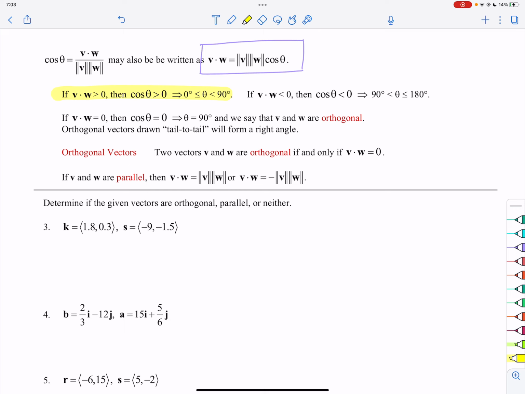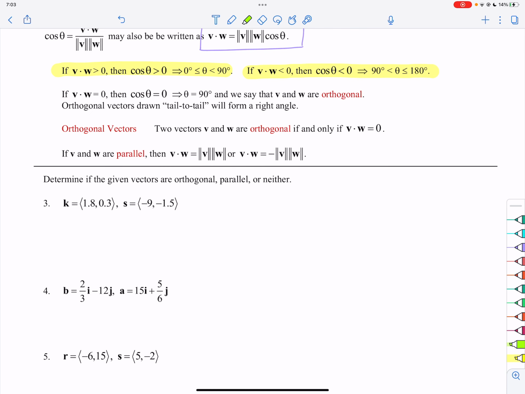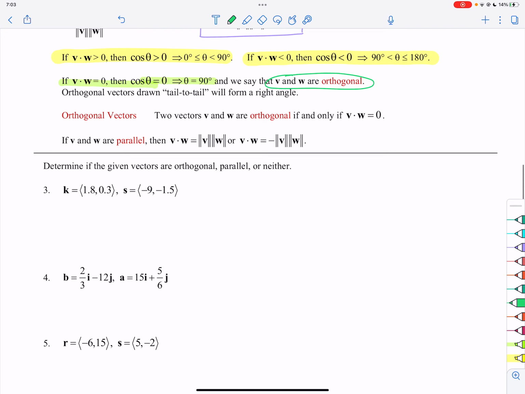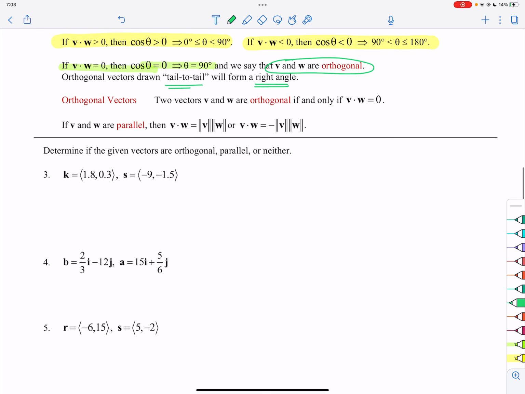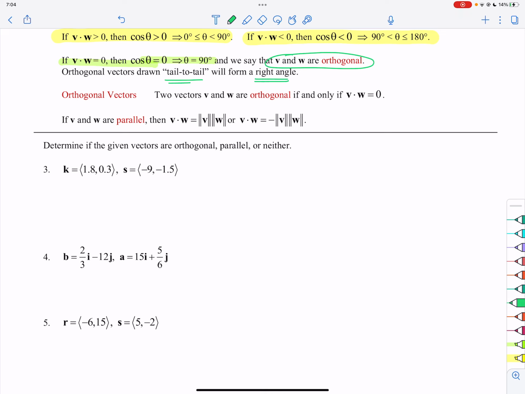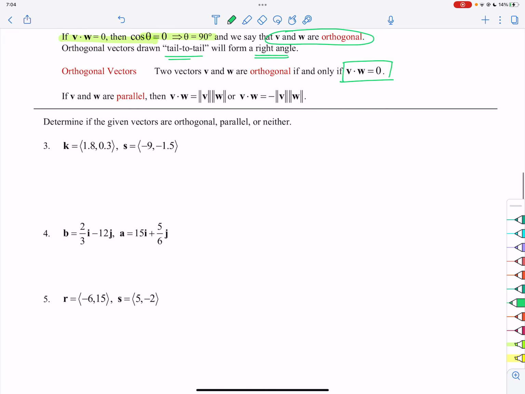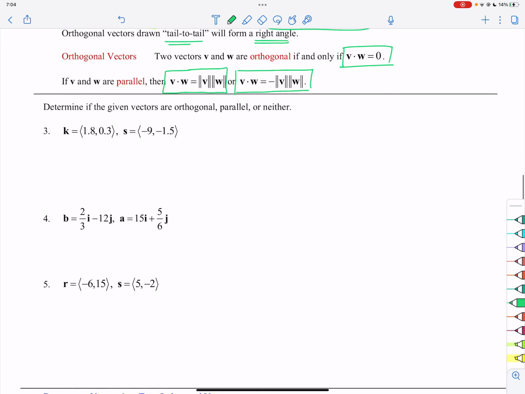If the dot product is negative, then the cosine of theta will be negative, and theta will be between 90 and 180 degrees. If the dot product is 0, then theta is going to equal 90 degrees, and we say that these vectors are orthogonal. And orthogonal vectors drawn tail to tail will form a right angle. So, to define orthogonal vectors, two vectors v and w are orthogonal if and only if their dot product is equal to 0. If these vectors are parallel, then the dot product is equal to the product of the magnitudes, or it might be the opposite of the product of the magnitudes.